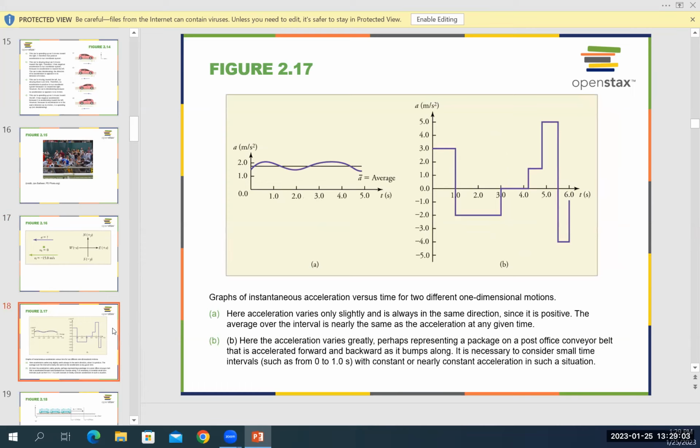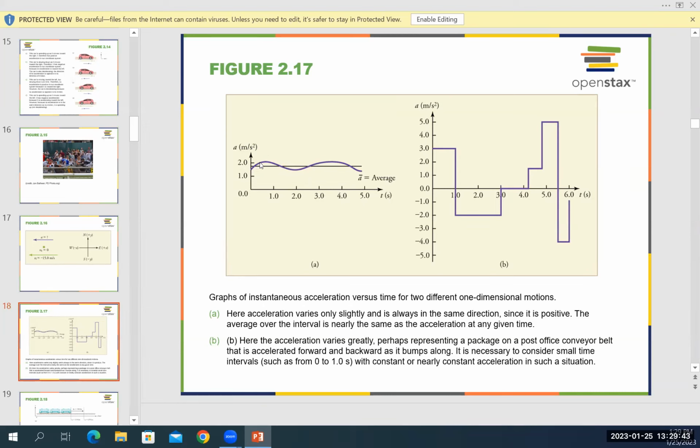So let's take a look at this graph. This is kind of interesting. This is instantaneous acceleration versus time for 2 different motions. So the first graph, A, acceleration varies only slightly and always in the same direction. So notice, here's our acceleration. Oh, sorry, that's our acceleration, meters per second squared. So this is roughly gravity, right?